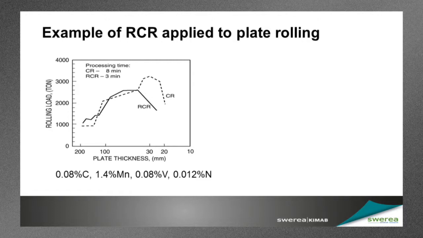The other advantage of the RCR process is that it's quicker. In order to control roll, it's necessary to allow the steel plate to cool down. That takes time, and in this particular example, you can see that its total rolling time is 8 minutes in the one case and only 3 minutes for the RCR. That's a really important matter when it comes to productivity, of course.